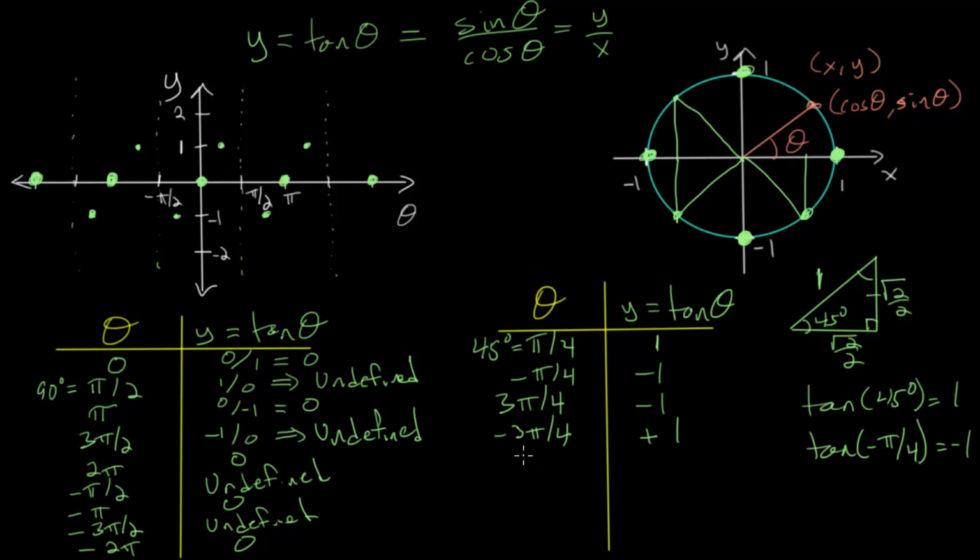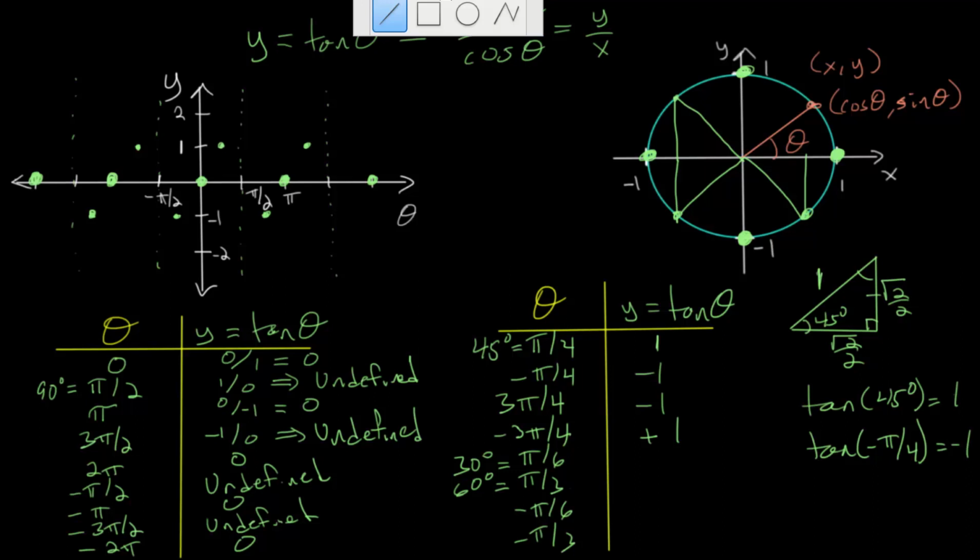And we can look at values of pi over 6, pi over 3, and then the negatives of those angles. And we just need to keep in mind that a pi over 6 radian angle is a 30-degree angle, where pi over 3 radians is 60 degrees. And of course, for negative pi over 6, we have negative 30, and likewise for minus pi over 3, we have negative 60. And with these angles, we can build a 30, 60, 90 right triangle.